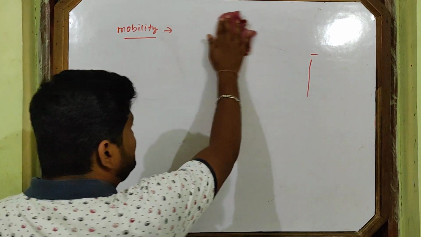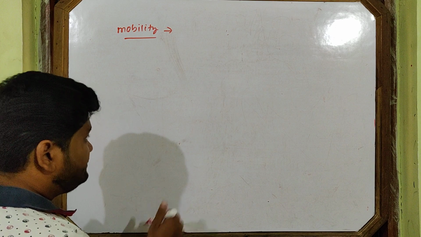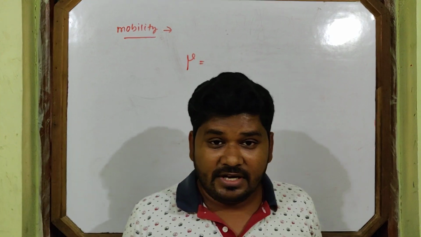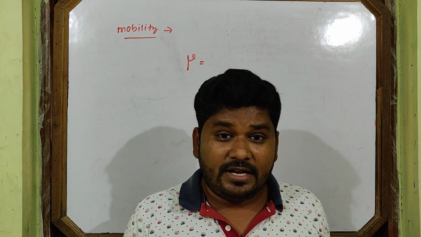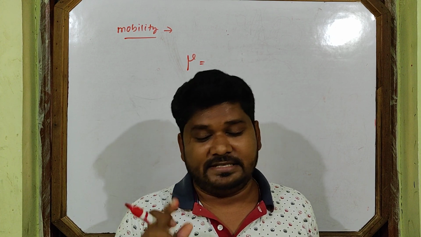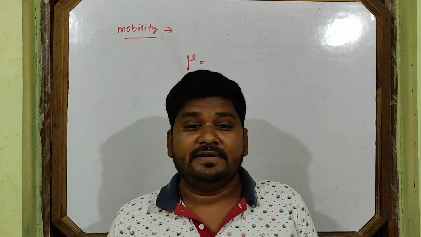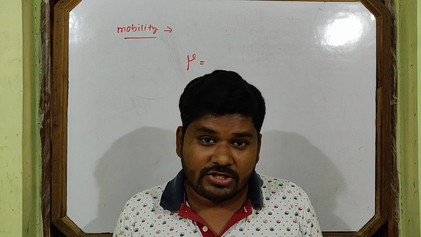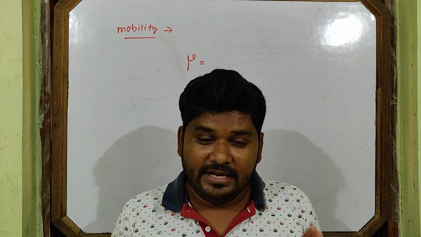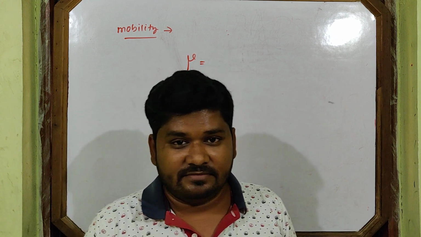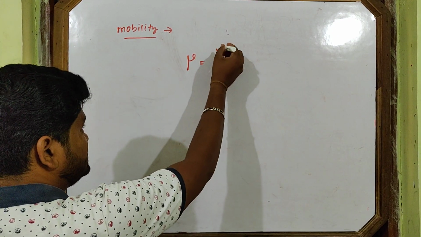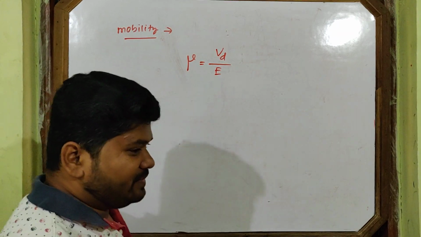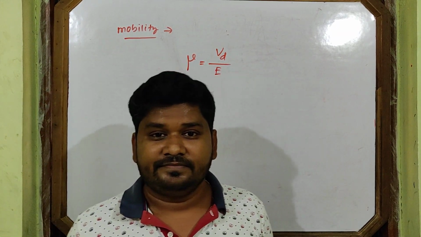What is the definition of mobility? This is the symbol we write for mobility. It is defined as drift velocity per electric field intensity. Mobility of a charge carrier is defined as drift velocity per electric field intensity. So this is the mobility of a charge carrier.